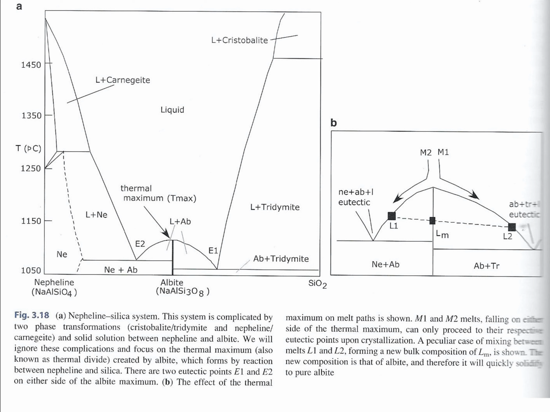Here we have another diagram. In diagram A we have the temperature ranging between 1050 and 1500 degrees Celsius in the system between nepheline and SiO2. On this side we are silica saturated, on this side we are silica undersaturated. And you know by now that you can either have a silica saturated rock or a silica undersaturated rock.